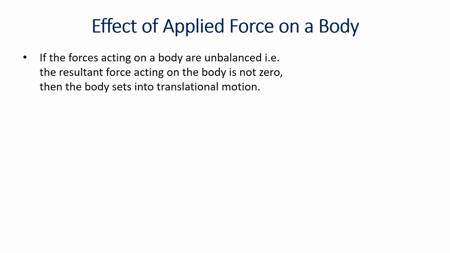If the forces acting on a body are unbalanced, that is, the resultant force acting on the body is not zero, then the body is set into translation motion. Consider the first figure. Body is acted upon by a force of 5 Newton towards right. It is an unbalanced force. Hence, body will move towards right. Thus, an unbalanced force causes a translation motion in a body.